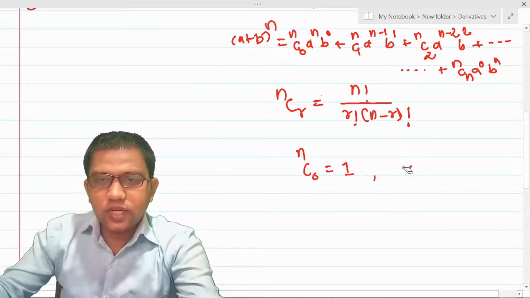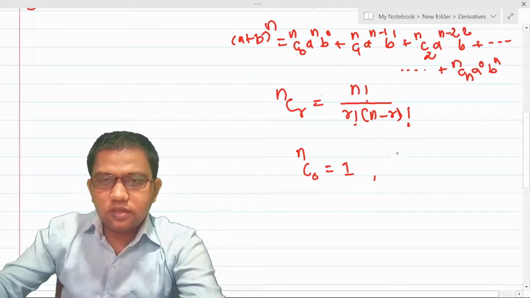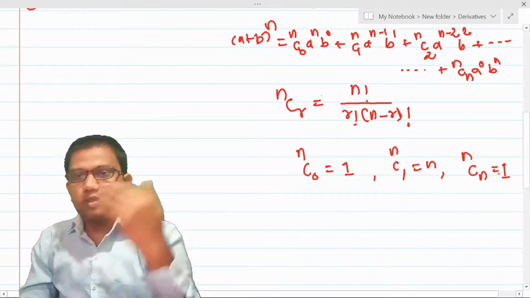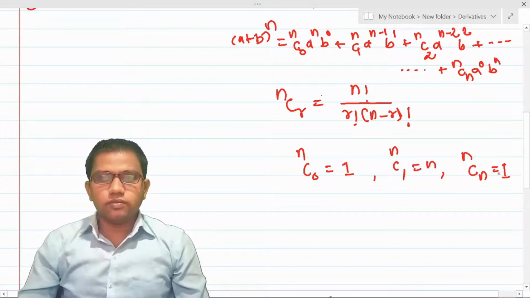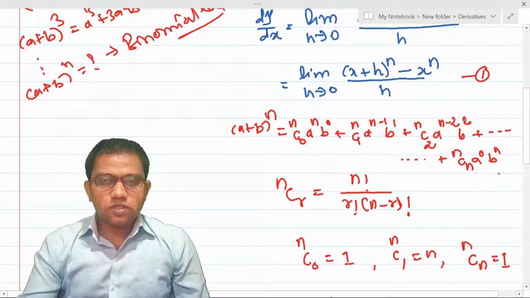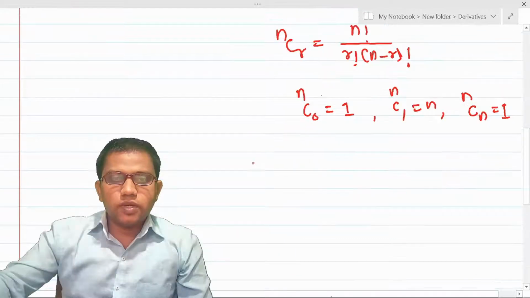NC1. What is NC1? NC1 is equal to n. NCn is equal to 1, and so on. You will get it in this way. Okay, we just use this expansion. So what is the expansion of (x plus h) raised to n? Therefore, from equation 1, what is (x plus h) raised to n?